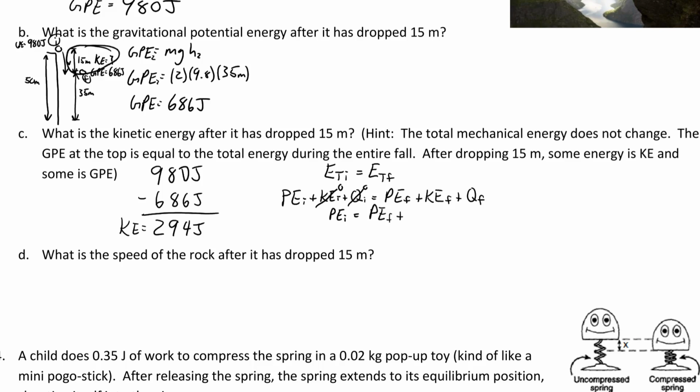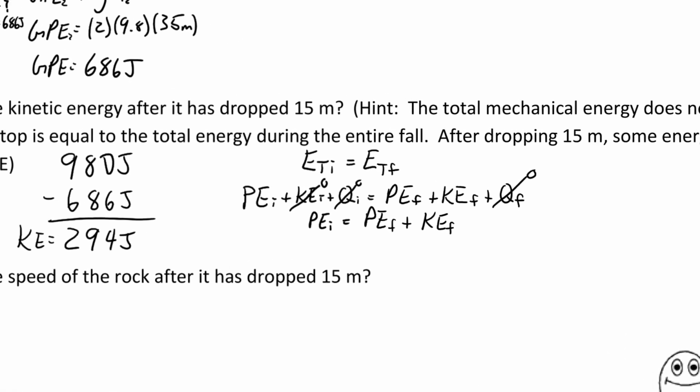We're picking up speed. Even though we have less potential energy, we're picking up speed. We have more kinetic energy than we did before. Before we had 0 joules of kinetic energy. But now, this is KEf. And this Q is 0 because we're ignoring air resistance. And look at this equation now. We have PEi is equal to PEf plus KEf.